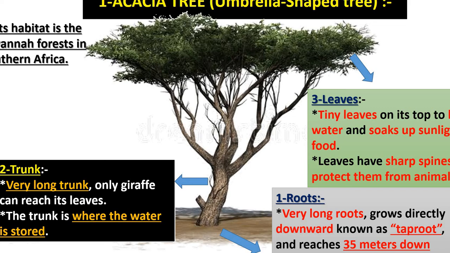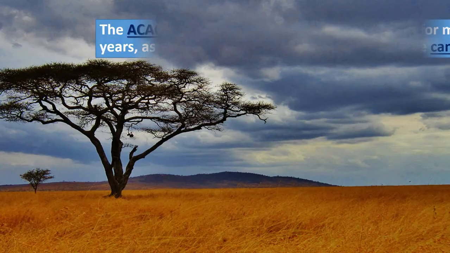So again, they have a structural adaptation. How? We can find they have roots that go down about 35 meters. Then we have the trunk that stores the water, and then we have the leaves that take the sunlight and have sharp spines to protect them from the animals.